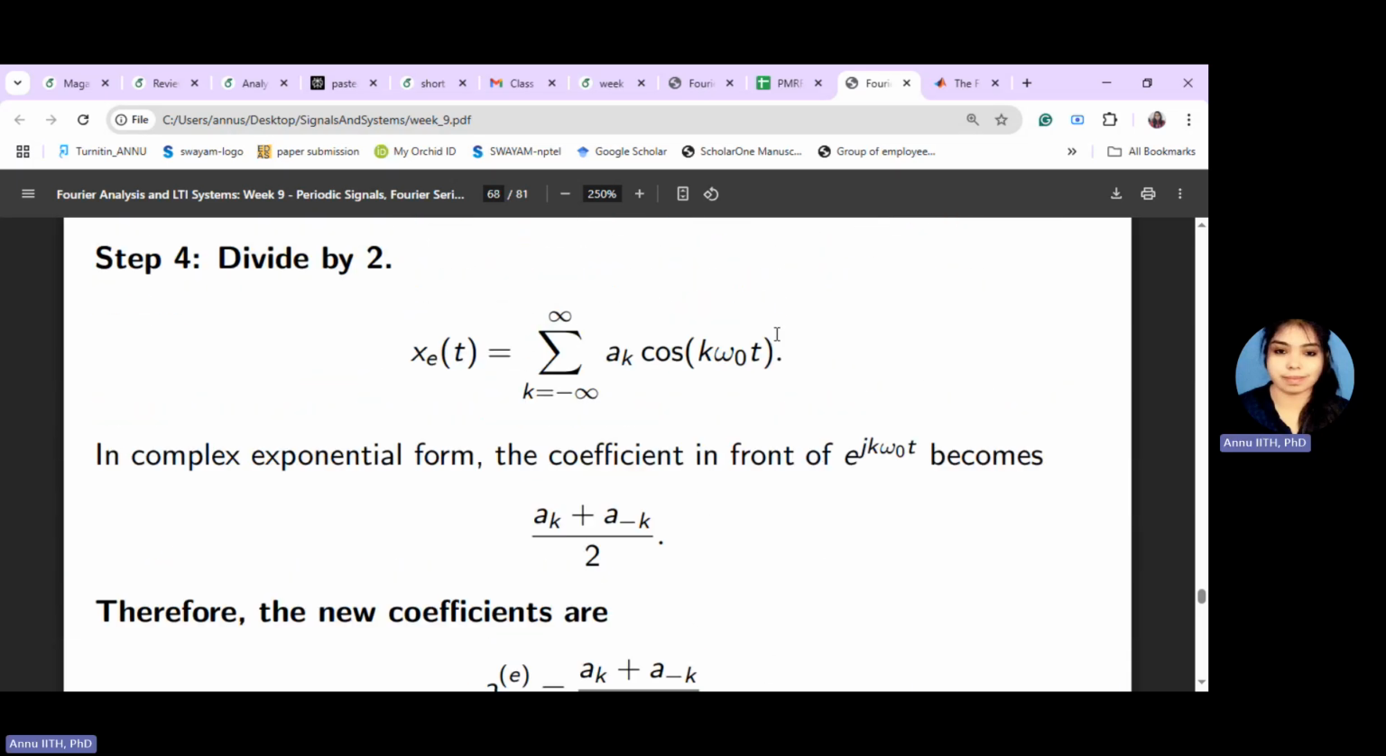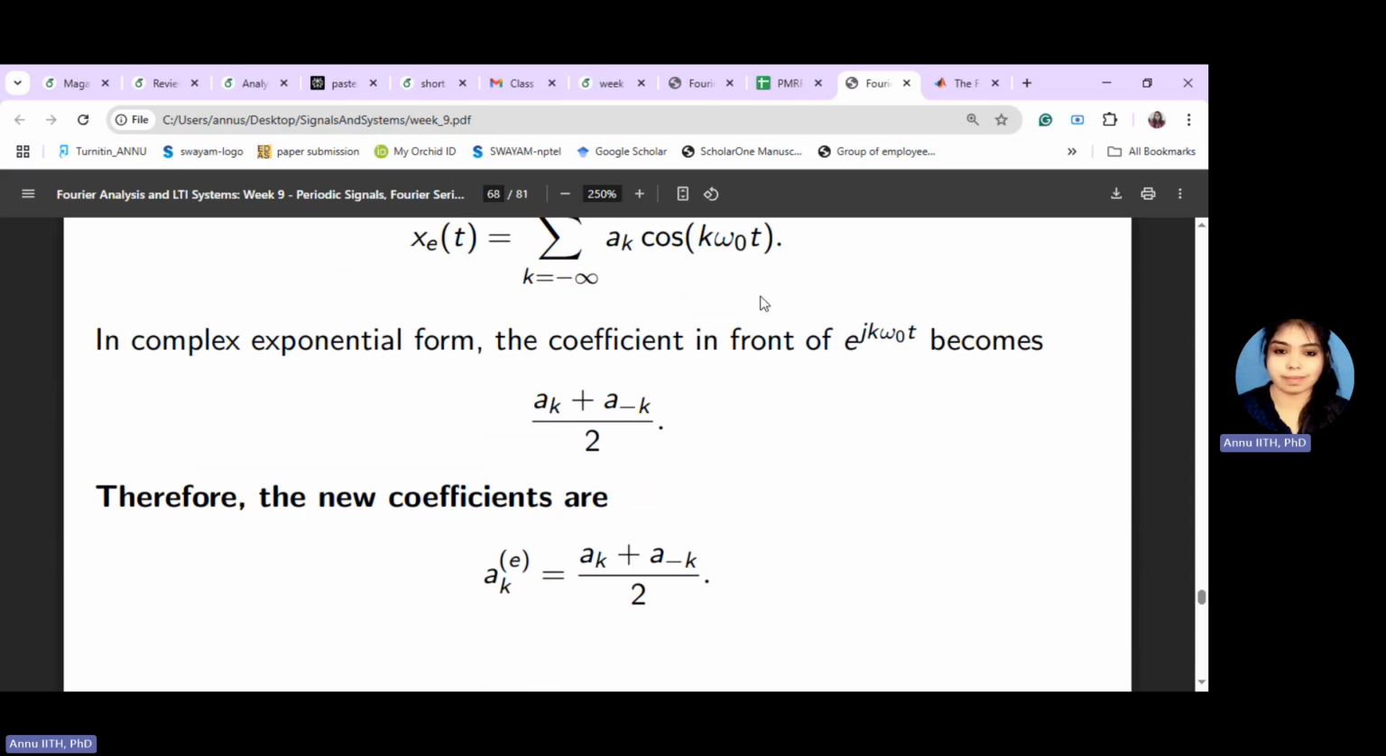So x_e(t) equals the sum from minus infinity to infinity of a_k cos(k omega naught t). In the complex exponential form, the coefficient in front of e^(jk omega naught t) becomes (a_k plus a_(-k))/2, where the new coefficients are a_k^e equals (a_k plus a_(-k))/2.